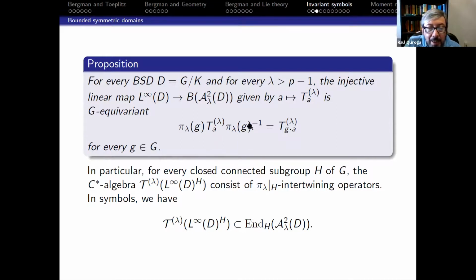Intertwining means that it commutes with the representation. The collection of intertwining operators is denoted like this, the endomorphisms of the representation. So you have this inclusion. The C-star algebra is contained here. In the language of operator theory, operator algebras, this is a von Neumann algebra, the commutant of the action of this group H. So this C-star algebra is contained in this von Neumann algebra.